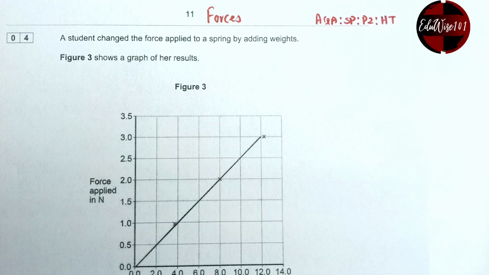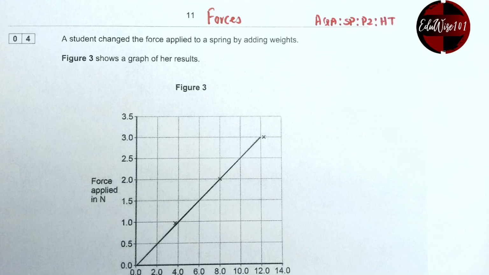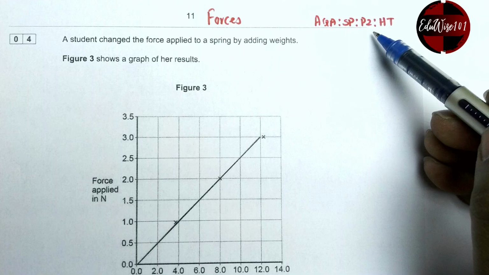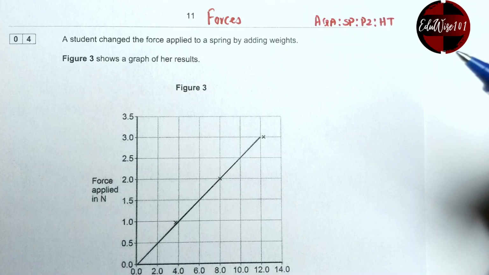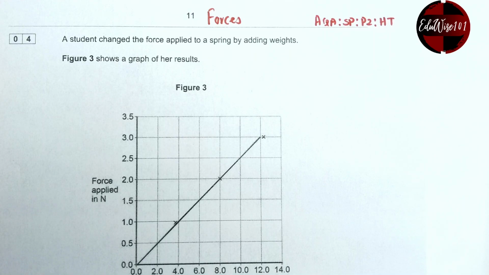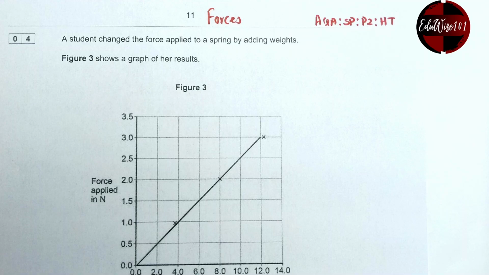In this video, I'm going to go through question number 4, which comes from the AQA specimen paper 2, higher tier. This question links to the topic on forces, and part of it also links to the energy topic, which is tested here as well. A student changed the force applied to a spring by adding weights. So this experiment is to do with Hooke's law.